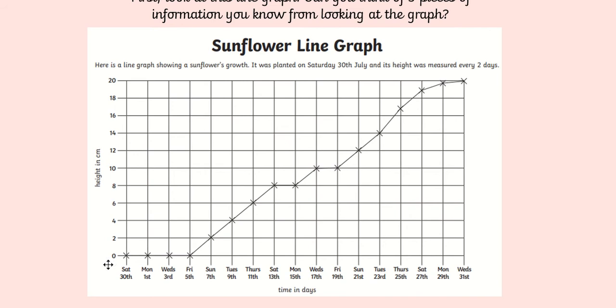You could have said that on the first few days it stayed the same height, so it didn't grow at all. It was 0 centimeters. Then it started to grow steadily. Then it had a bit of a time where it stayed the same for a couple of days, and it went up a little bit, and then it went up, and by the time you reached Wednesday the 31st, it was starting to even out and stay the same. Okay, so we can tell all of that information about this sunflower just by looking at this graph and its labels.